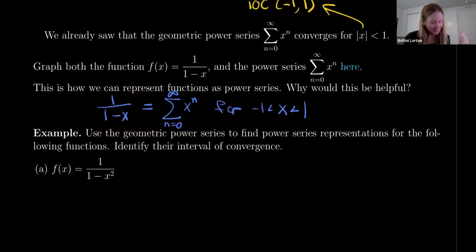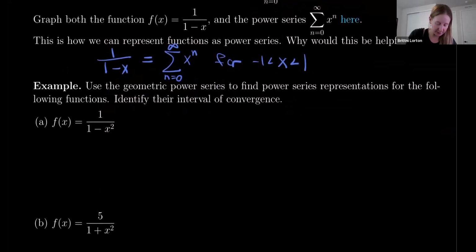Okay, so let's do some examples here. Use the geometric power series to find a power series representation for the following functions and identify their interval of convergence. So we are going to take a function and turn it into a power series. And we're going to try to be able to go back and forth. We're always going to want to go back and forth.